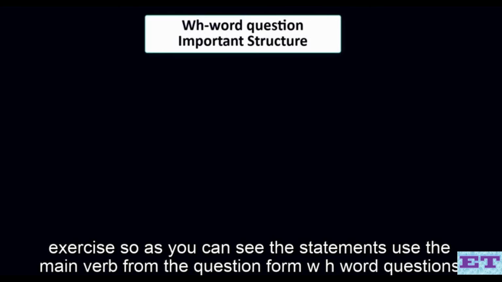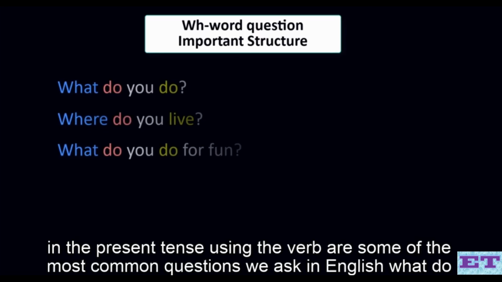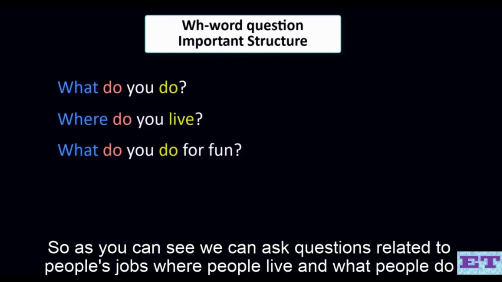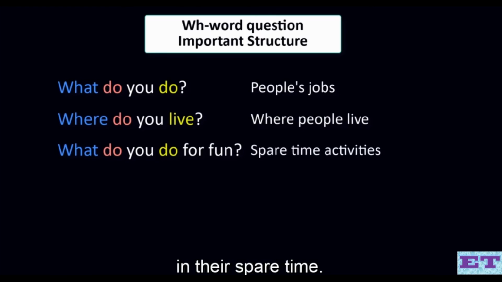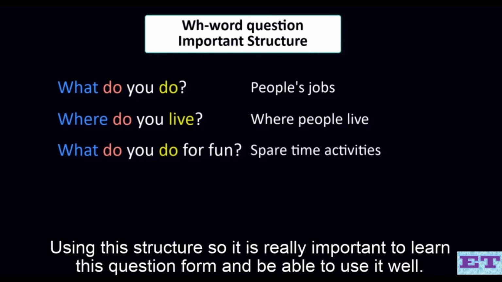WH word questions in the present tense using the do verb are some of the most common questions we ask in English. What do you do? Where do you live? What do you do for fun? So as you can see, we can ask questions related to people's jobs, where people live, and what people do in their spare time. But there are many other questions we can ask using this structure. So it's really important to learn this question form and be able to use it well.